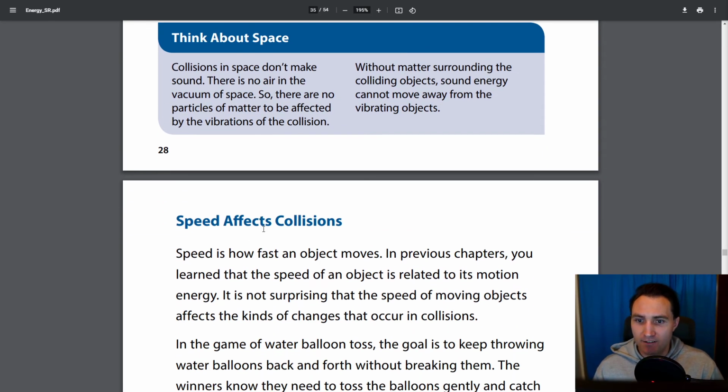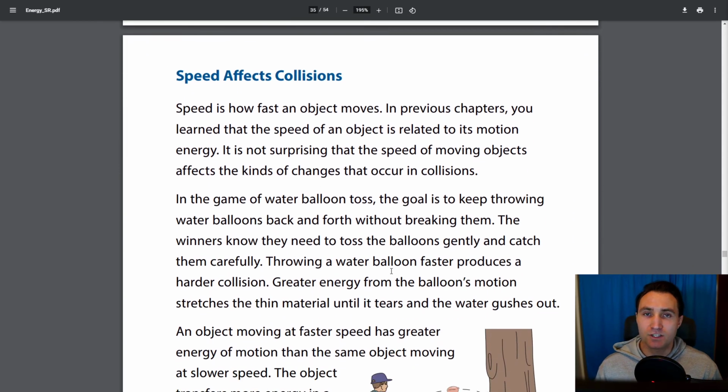So speed affects collisions. We talked about how speed and energy are related. The greater the speed, the greater the energy, the greater the change. So now let's learn about how speed affects collisions. Speed is how fast an object moves. In previous chapters, we learned how the speed of an object is related to its motion energy. It is not surprising that the speed of moving objects affects the kinds of changes that occur in collisions.